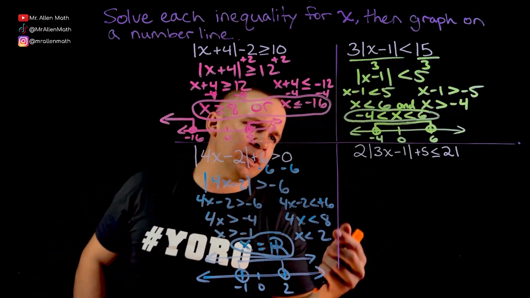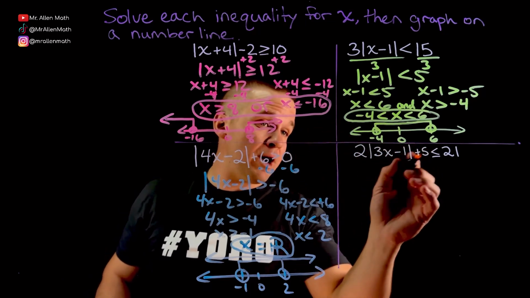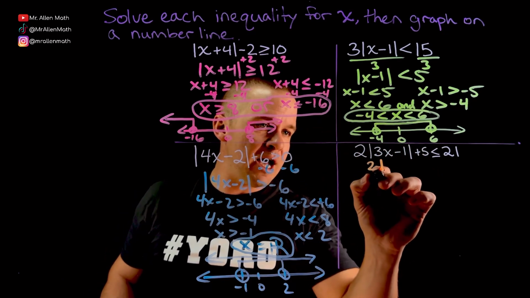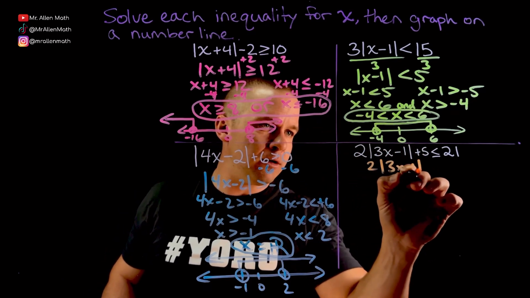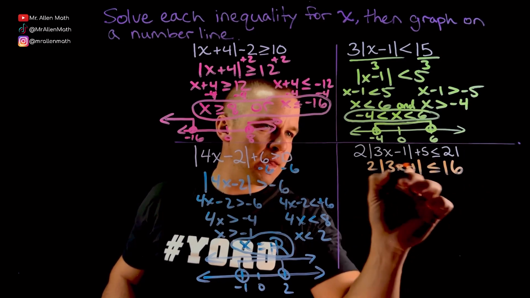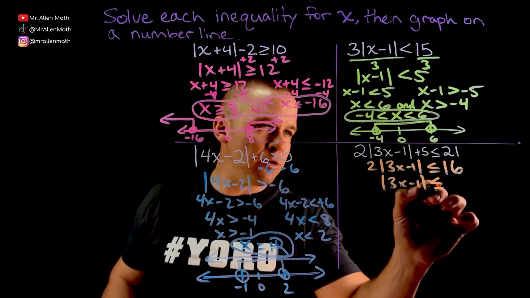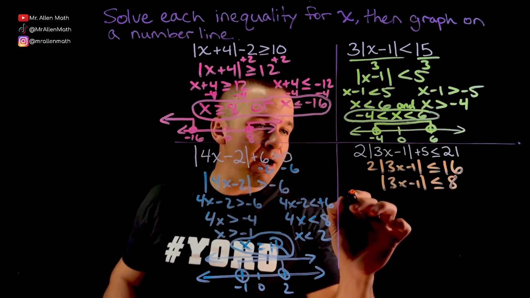Last one over here. Let's do it. I got to isolate my absolute value, so I got to subtract 5. So we're going to have 2 times the absolute value of 3x minus 1 less than or equal to, if I do that, I get 16 over here. Divide by 2, I got the absolute value of 3x minus 1 is less than or equal to 8. Now I can break it apart.